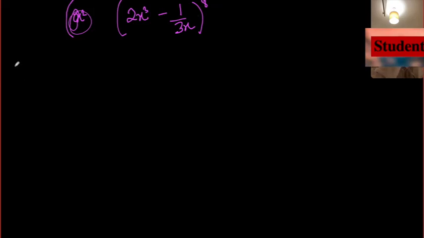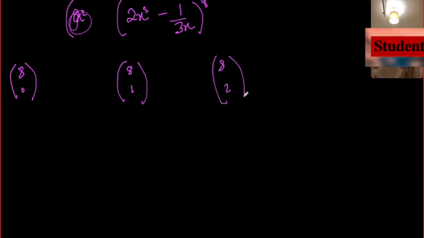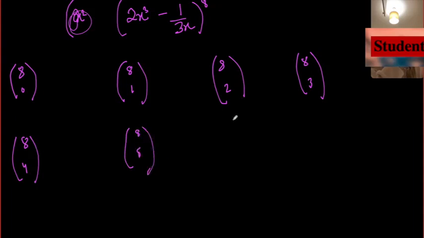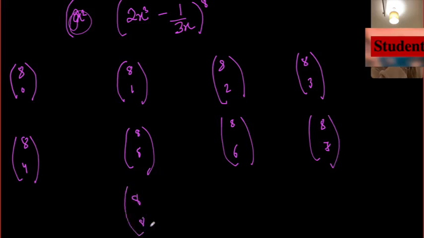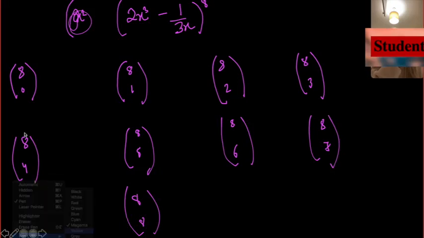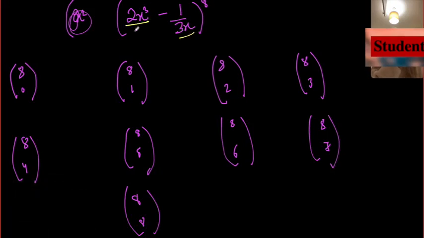Okay, so is it not 8C0 first? Are you happy with this? 8C1, 8C2, 8C3. I'm writing everything. 8C4. I will not solve it, but we will see where we get. 8C5, 8C6, 8C7, and let's write 8C8. We are done. Okay, now let's write the x and y. Now what is your x? This is your x and this is your y.